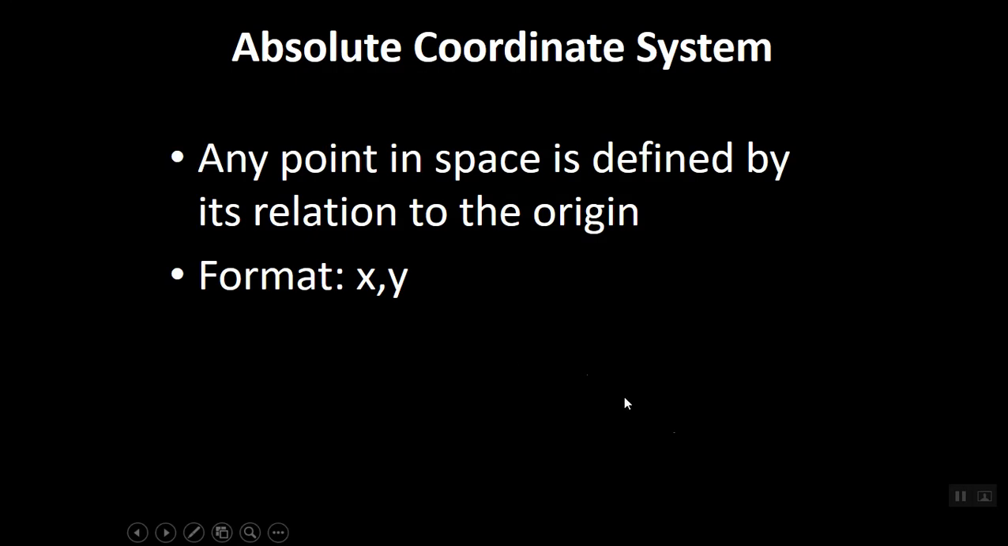Okay, so the overall idea is you can describe any point in space by its relation to where the starting point is, that 0, 0 starting point. As long as we follow the format x, y, AutoCAD will know what you're talking about.